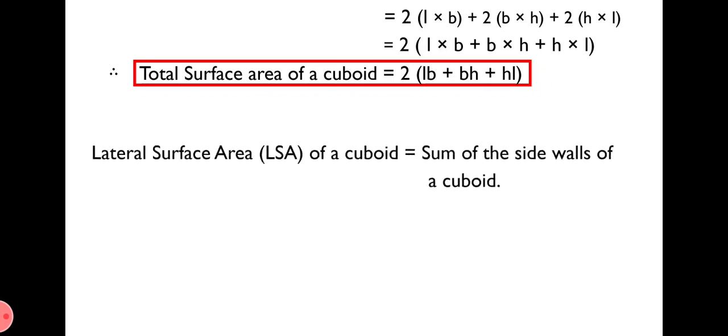Now for lateral surface area. Lateral surface area, in short, is written as LSA of a cuboid, which is equal to the sum of the side walls of a cuboid. It means that for lateral surface area you don't have to count the top and bottom part. So we will only add the area of the side walls.